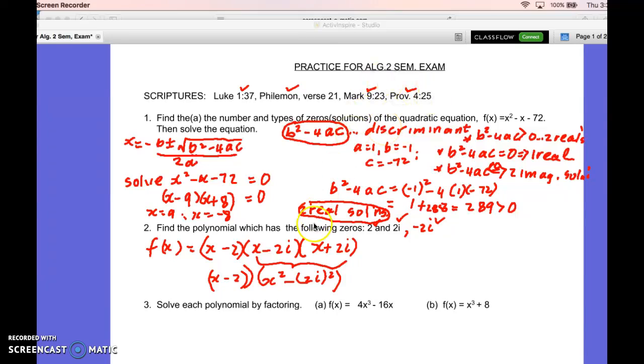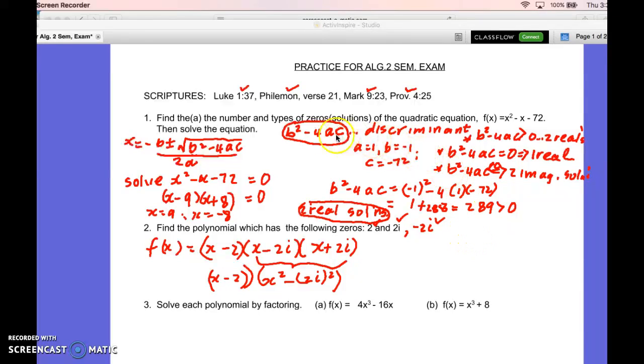I'm going to pick up from where we left off here, Algebra 2 students, on this one where we're finding the polynomial which has the following zeros. What I mentioned was that if one zero is a 2 and the other zero is a 2i, we must have a third zero of negative 2i, because imaginary zeros come in pairs.